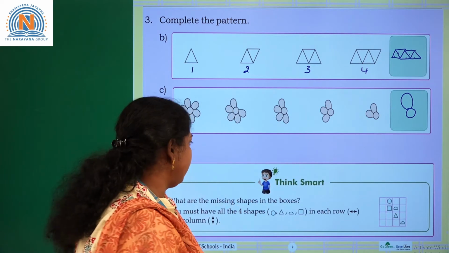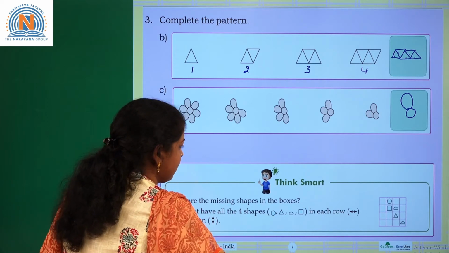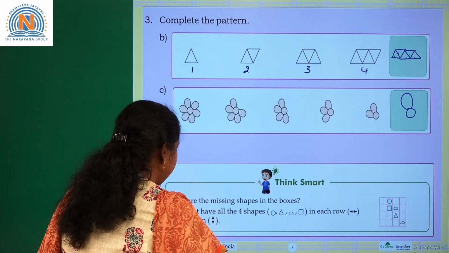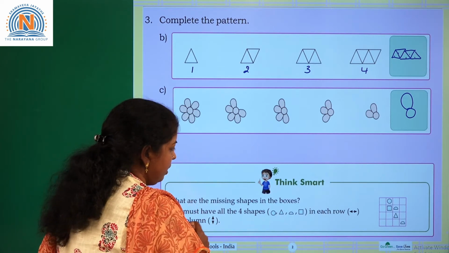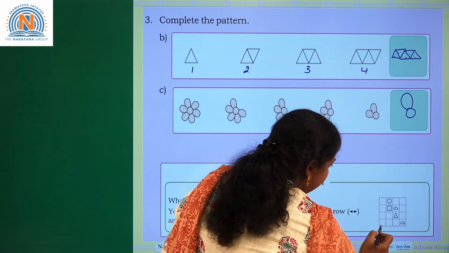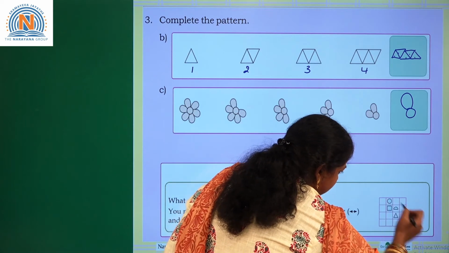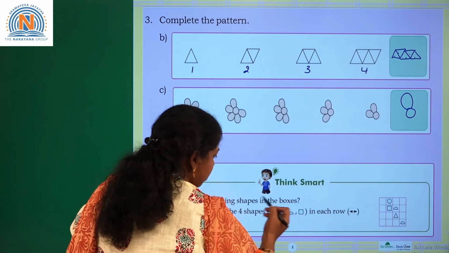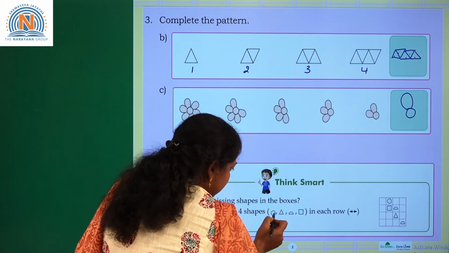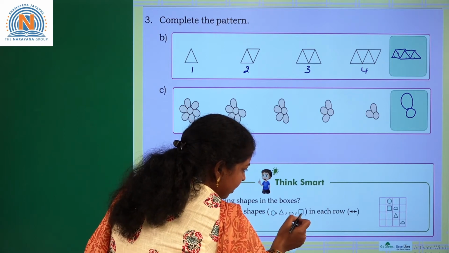Okay, right. And the next one, what are the missing shapes in the boxes? You must have all the 4 shapes in each row and column. See, here if you observe, there should be some missing faces in this grid. What are those missing faces? Missing figures you need to identify. What is the shape? Circle, triangle, half circle or semicircle and square.